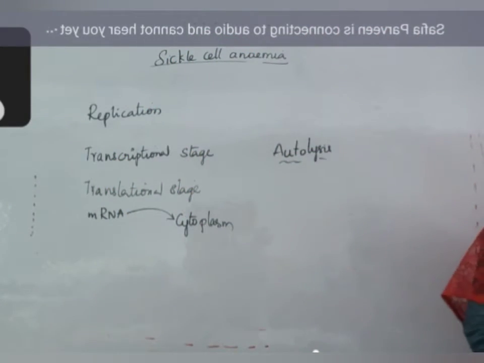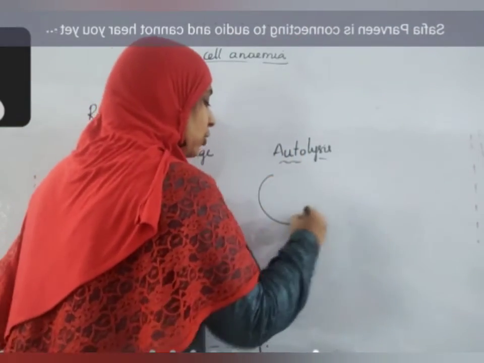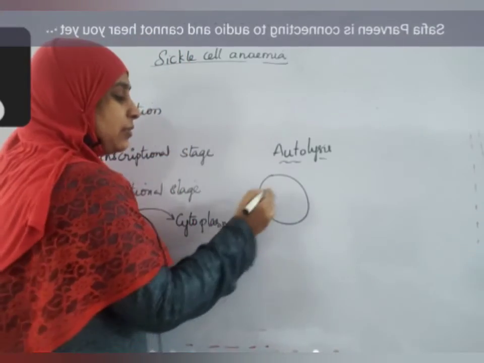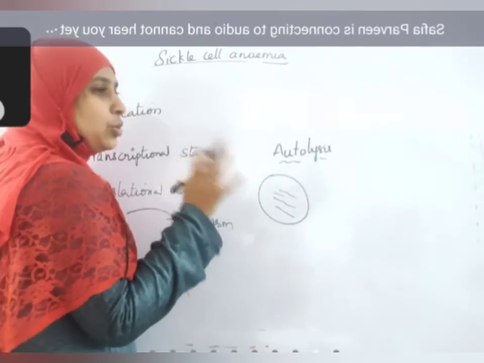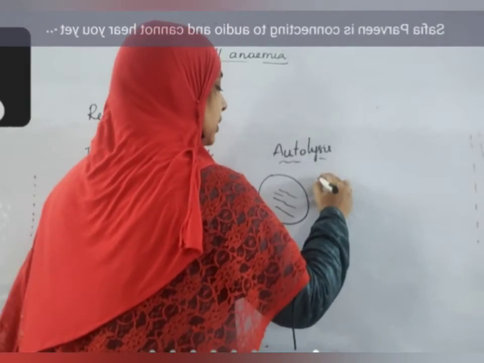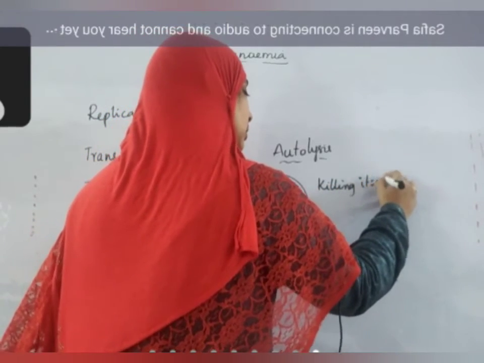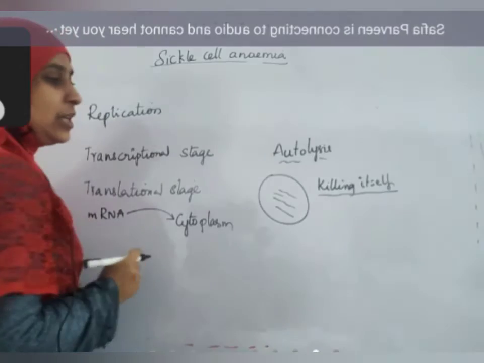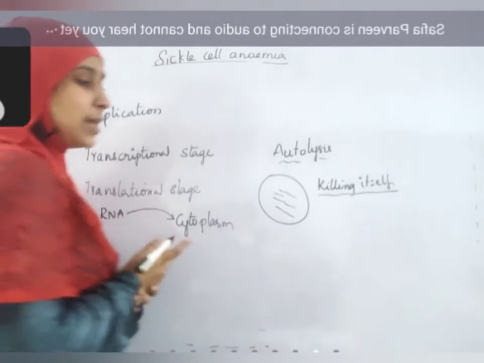One minute, children. Autolysis means that if there is any defect in the cell during genome formation or during the synthesis of organelles, the cell will kill itself. And this involves a sequence of steps. We'll discuss this when we discuss cancer cells.